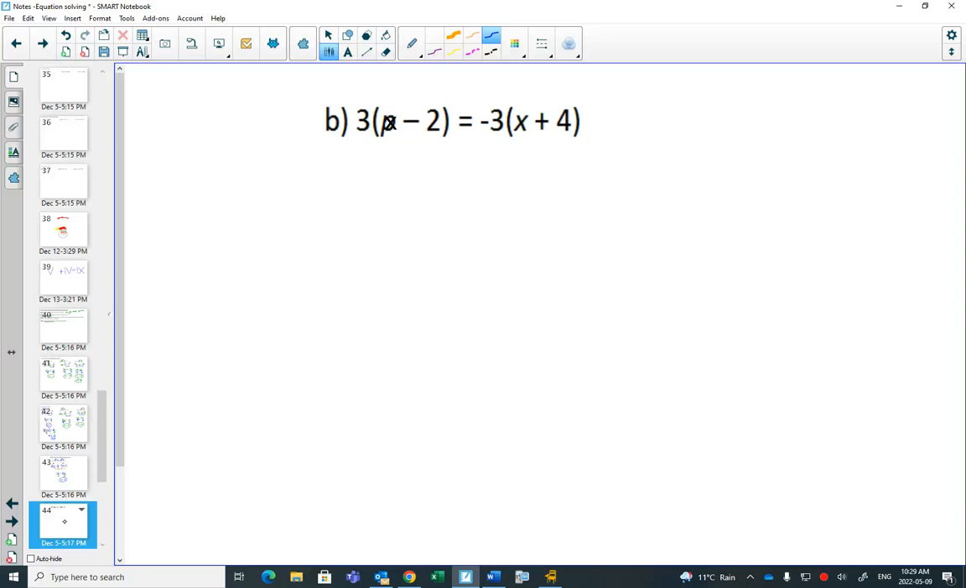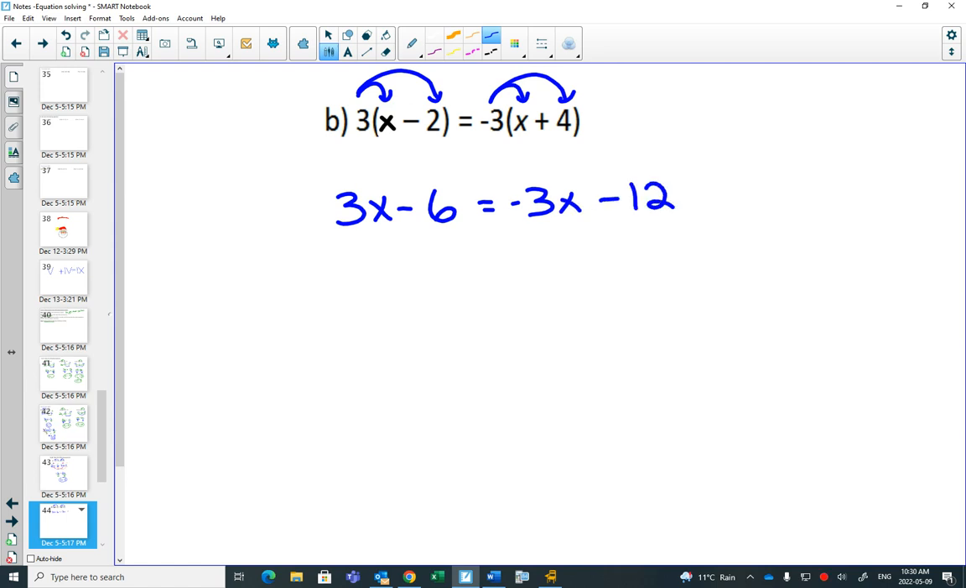There's a mistake on the next one. The P, I'm sorry, should have been an X, so you can put a big X over the P. Makes more sense, doesn't it? Otherwise, it's impossible to solve. So again, we're distributing. I will get 3x minus 6. And on this side, negative 3 times x would be negative 3x, negative 3 times 4, negative 12.